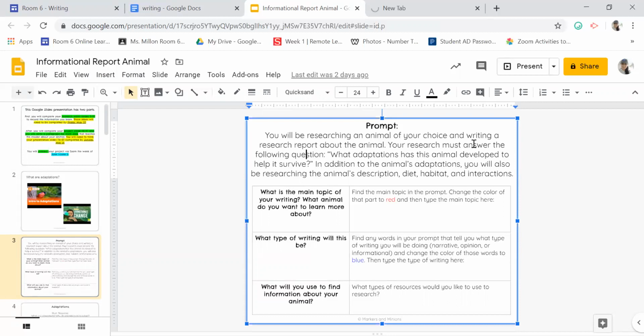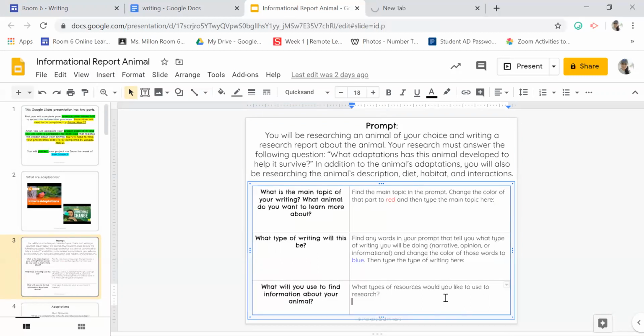And the last question says, what will you use to find information about your animal? What type of resources would you like to use to research? And that's where you'll type this in right here. So for example, I know that one resource I can always use, especially at home, is the internet. So I might use specific websites to help me. I want you to think of what other resources you might use to help you in your research. Are there other things besides news articles and the internet that we can use? So this is where I'd like you guys to type in what type of resources you might use to help you.